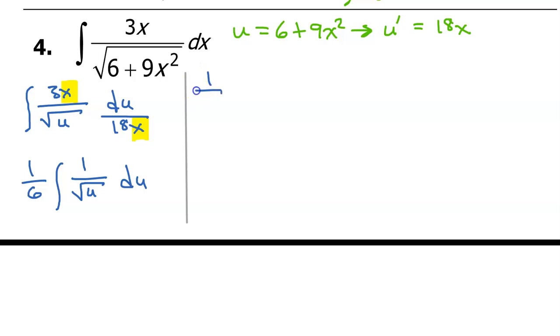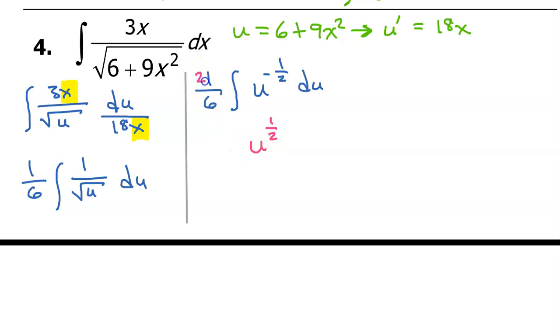So I'm going to just rewrite this a little bit as 1/6 times the integral of, and of course the square root is the 1/2 power, and because it is in the denominator, it would be the negative 1/2 power. So in this form, I can use the power rule of integration. If I add 1 to this exponent, I have positive 1/2. Then you divide by the new exponent. Dividing by 1/2 is the same as multiplying by 2.